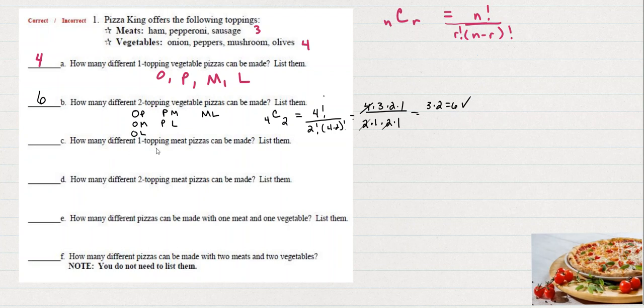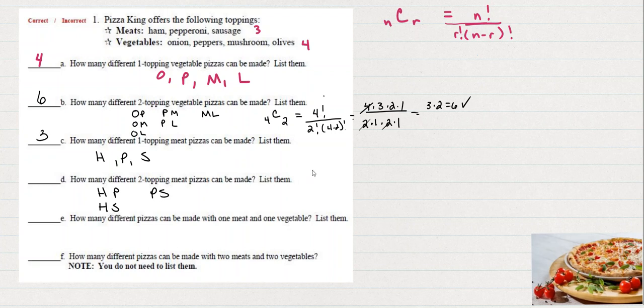How about one-topping meat pizzas? There's 3 meats to choose from. And if I listed them all, we'd have ham, pepperoni, or sausage. If I wanted to put 2 of them together, ham and pepperoni, or ham and sausage, or pepperoni and sausage.